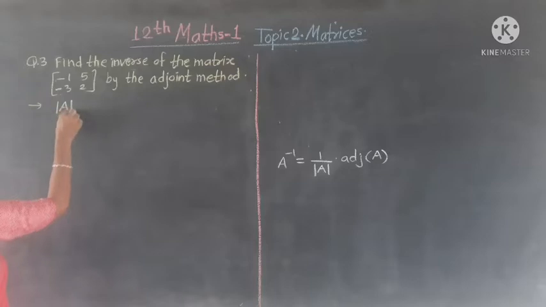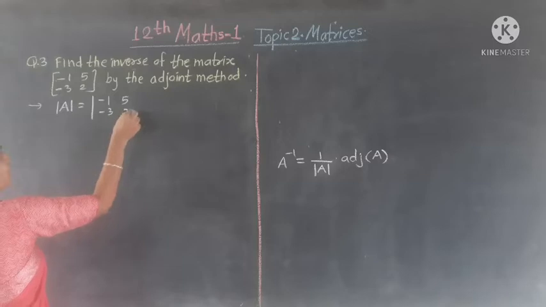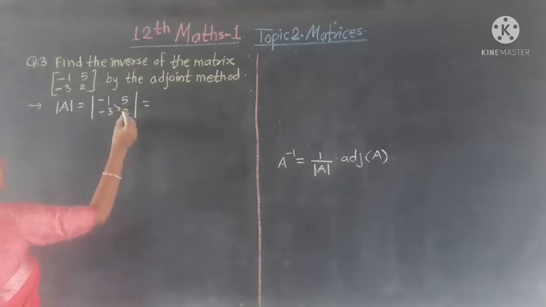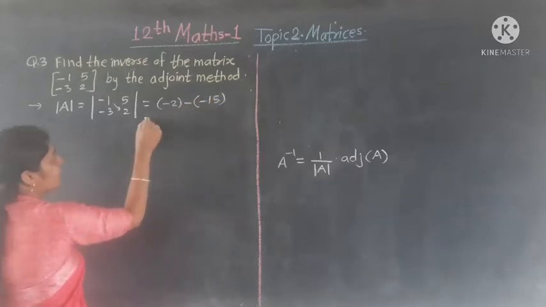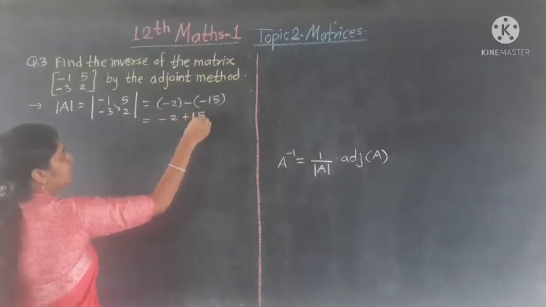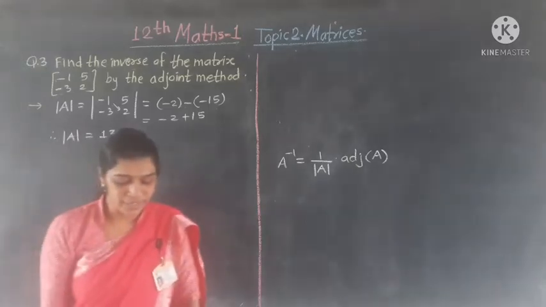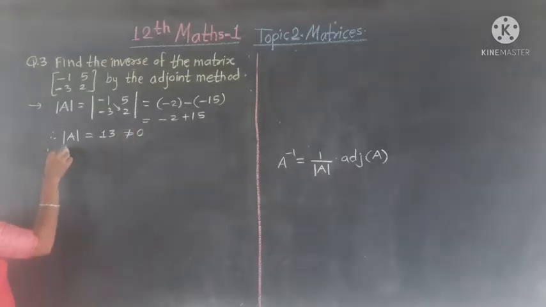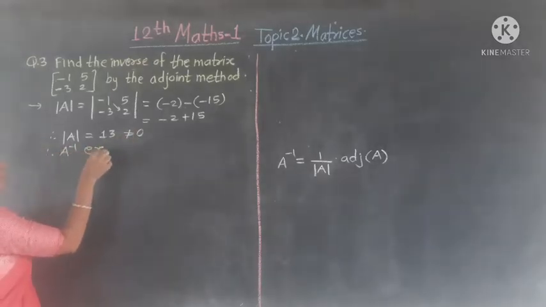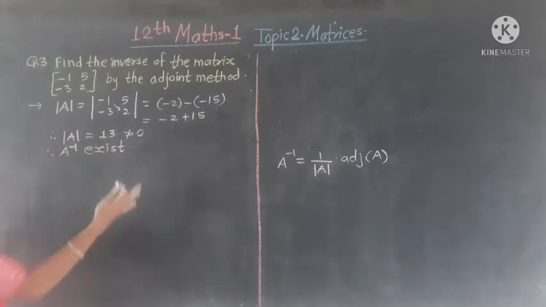First we find determinant A. We suppose this as the A matrix. You find the determinant by cross multiplying. -2, middle sign -15. That is -2 plus 15. Therefore, we get the value of determinant A as 30. Determinant A is 30, which is not equal to 0. Therefore, A inverse exists.